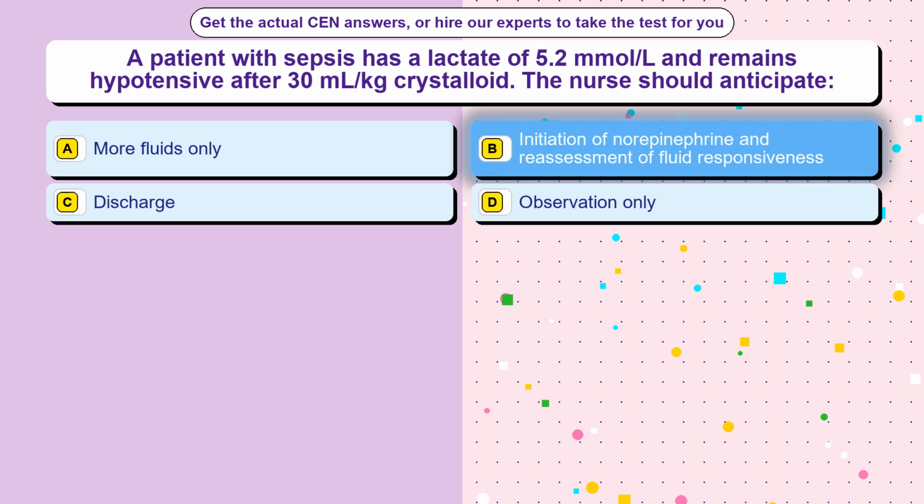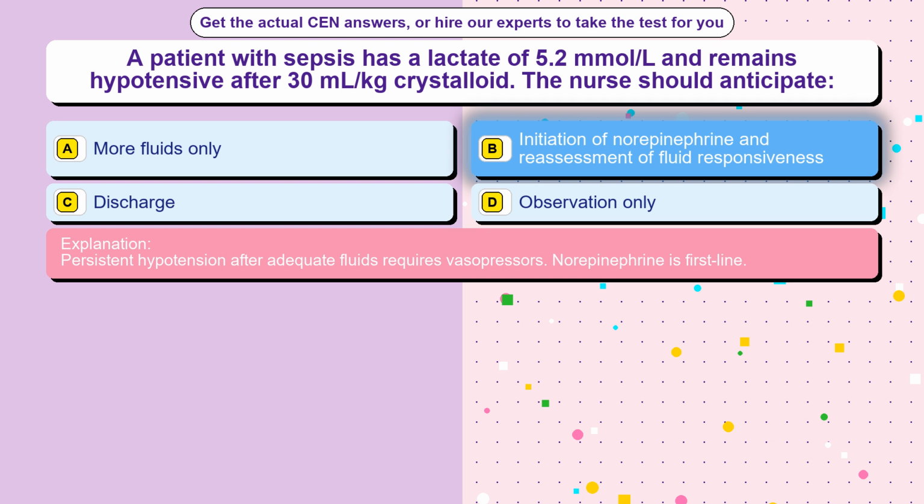The correct answer is option B. Initiation of norepinephrine and reassessment of fluid responsiveness. Persistent hypotension after adequate fluids requires vasopressors. Norepinephrine is first line.